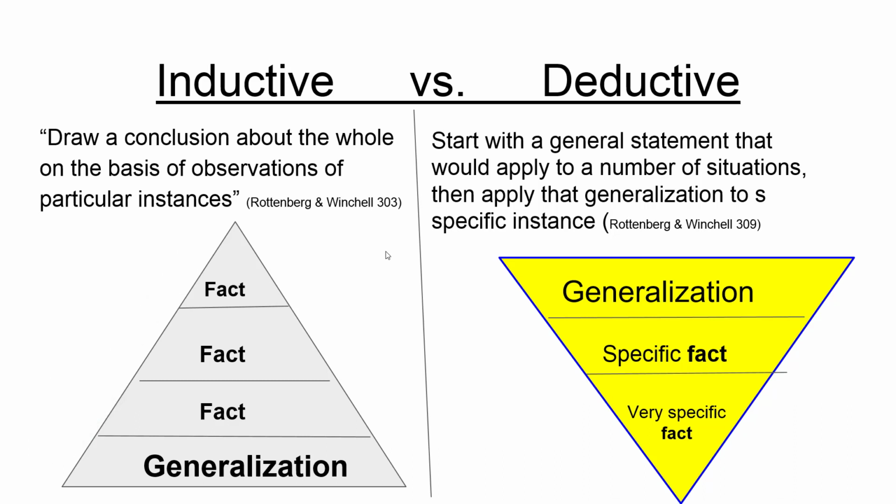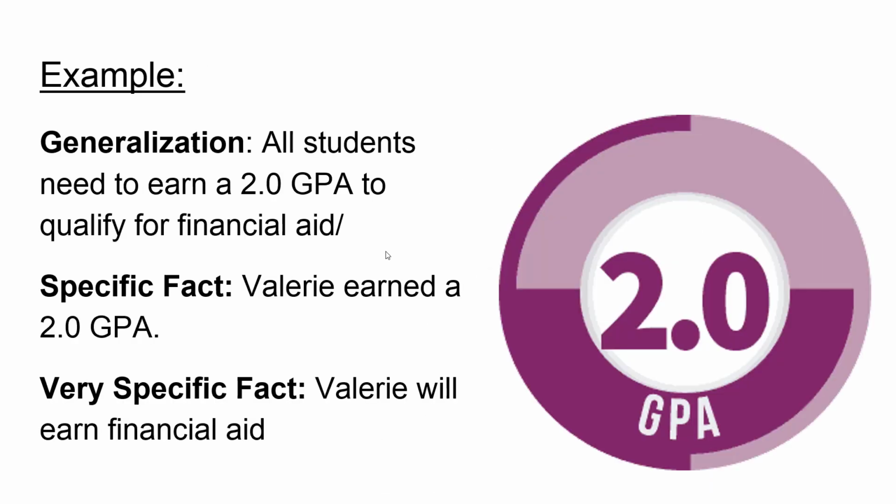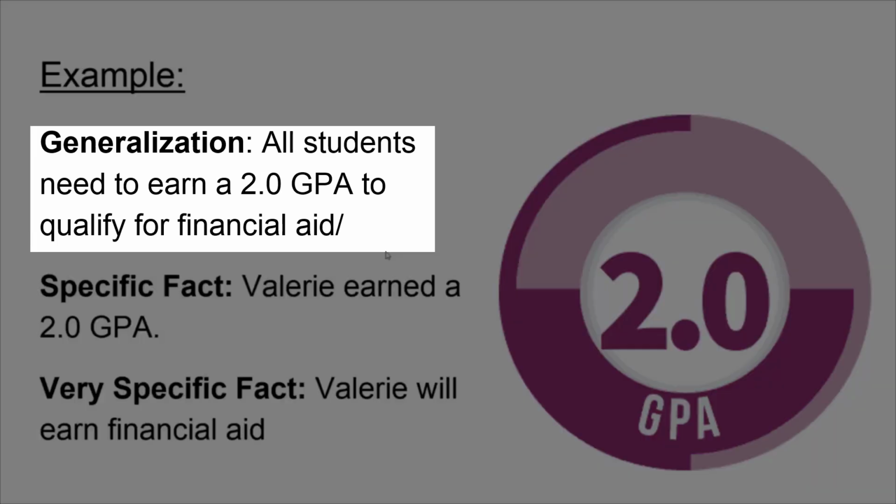You start with a very general statement that would apply to a number of situations. Then apply that generalization to specific instances. So while inductive starts with facts and draws a conclusion, deductive starts with that conclusion, that generalization, and proves it with facts. Let's take an example with the generalization that all students need a 2.0 GPA to qualify for financial aid.